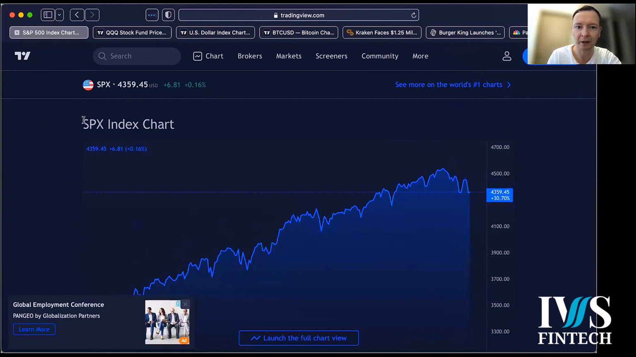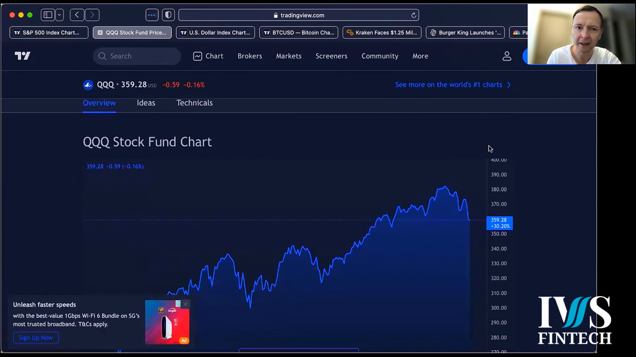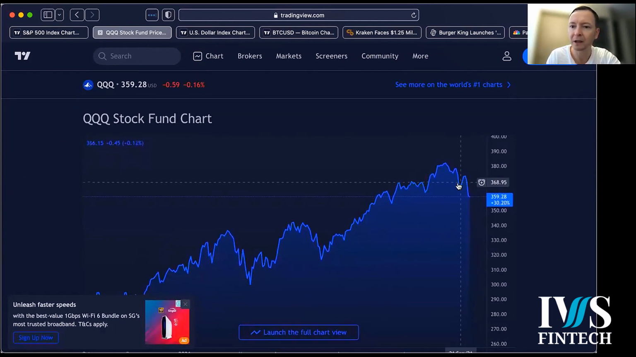Maybe we should not just look at the index, but also at QQQ, which is essentially tech stocks. Here we see a similar pattern happen, a dump down, and in this case it actually dropped below that low. So from a technical analysis perspective, this is a rather bearish trend to start. Now we'll see how this continues, of course, but in general this is a bearish pattern.